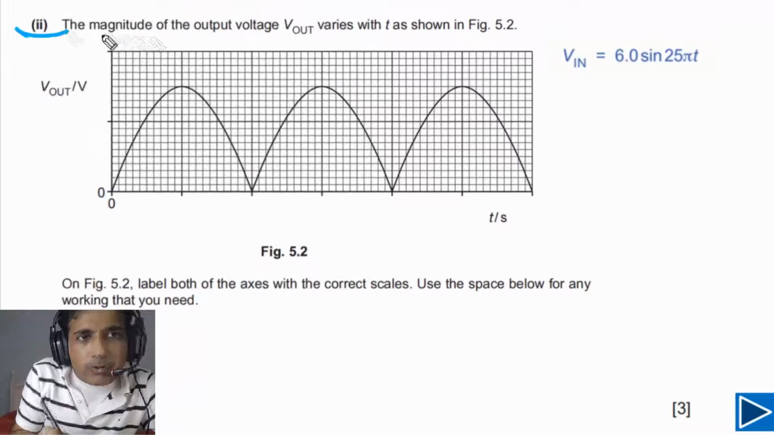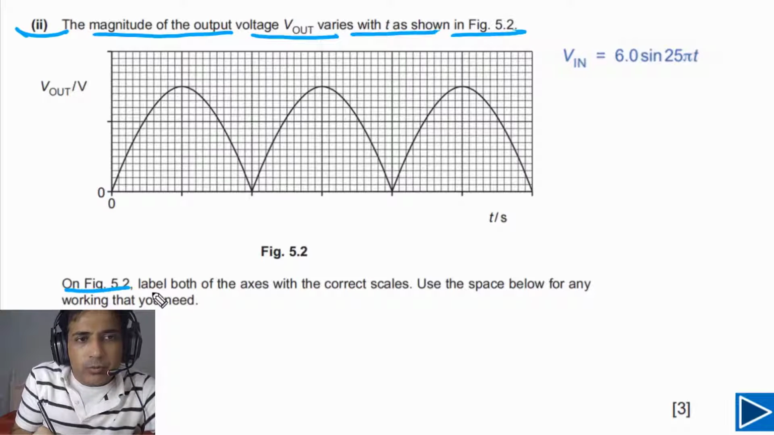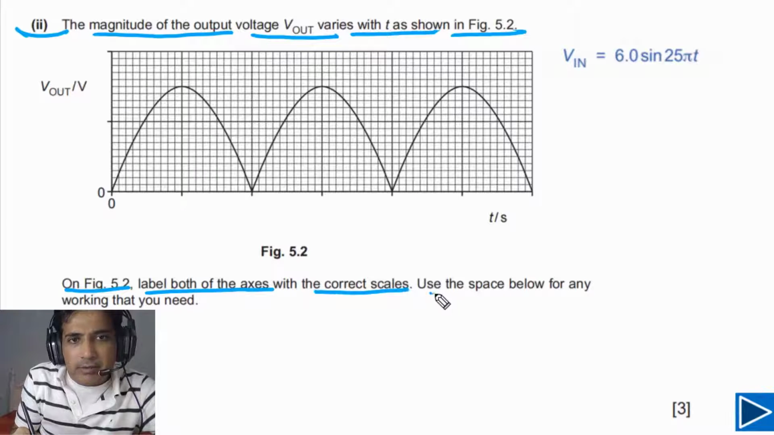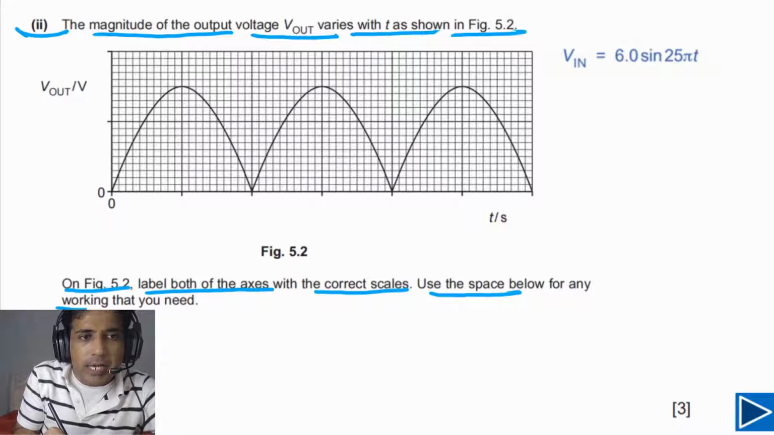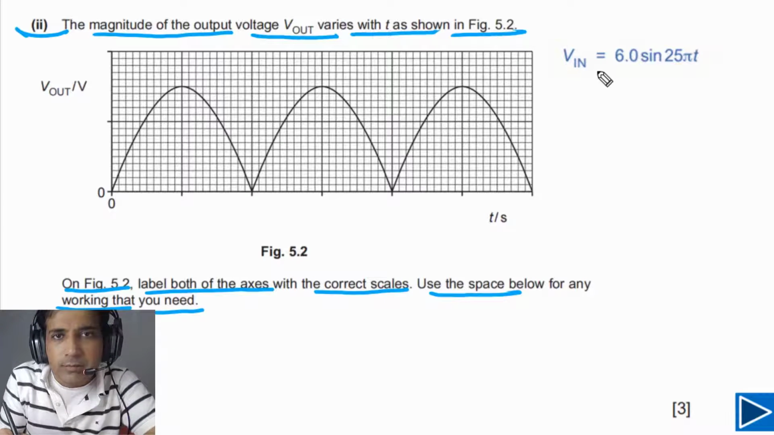For part 2, it is given to us the magnitude of the output voltage Vout varies with time t as shown in figure 5.2. On figure 5.2, we need to label both of the axes with the correct scales. Use the space below for any working that you need. For this question, it is given to us V in is equal to 6.0 sine of 25 pi t.